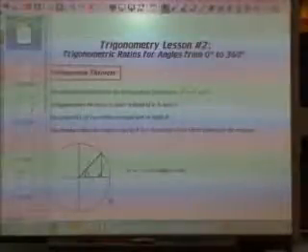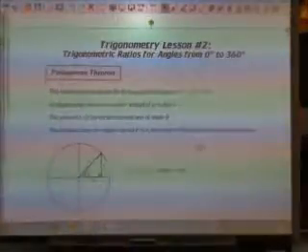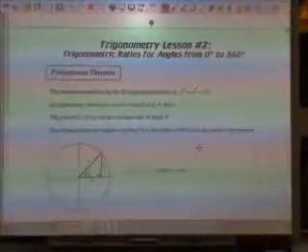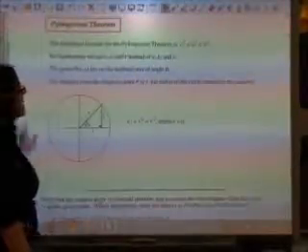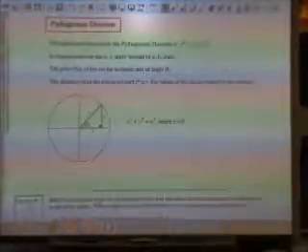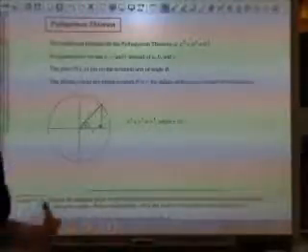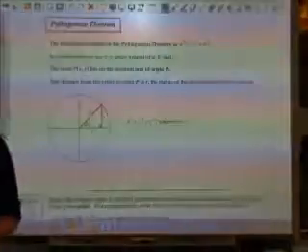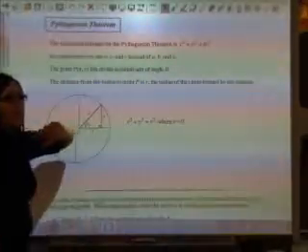Lesson 2 for this chapter is trig ratios for angles from 0 to 360 degrees. Traditionally, if we are calculating the Pythagorean theorem, it's the two sides squared, which we can label a and b, so a squared plus b squared equals c squared, where c is the longest side or the hypotenuse of my triangle.